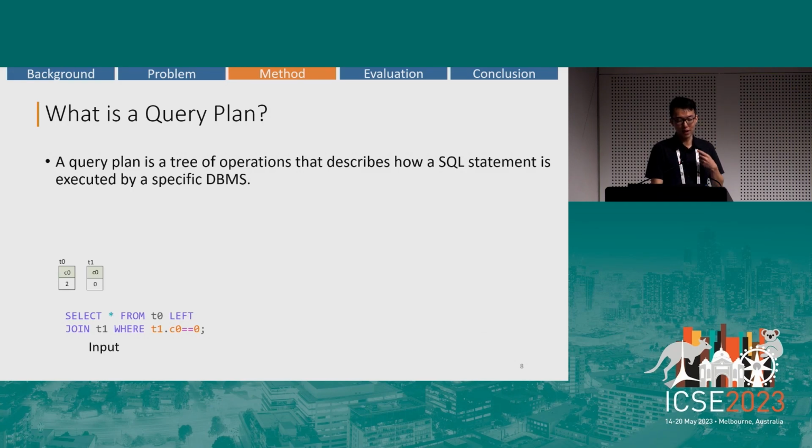And we can also manually examine the query plan with the prefix EXPLAIN. Here we can add a prefix and get the query plan to see how the database executes the query. Here it will first scan the table T1 with a filter and then join the table T0. Then it gets the results.